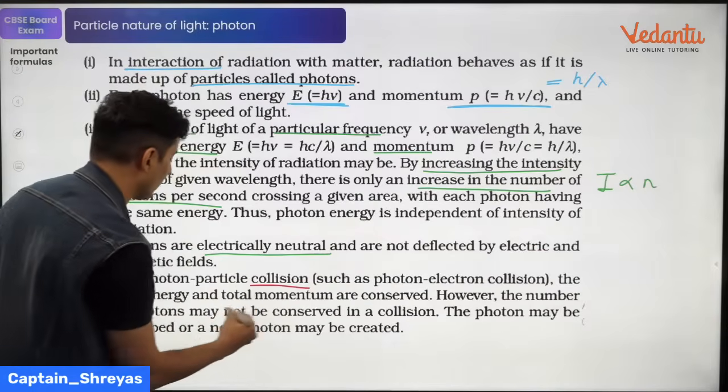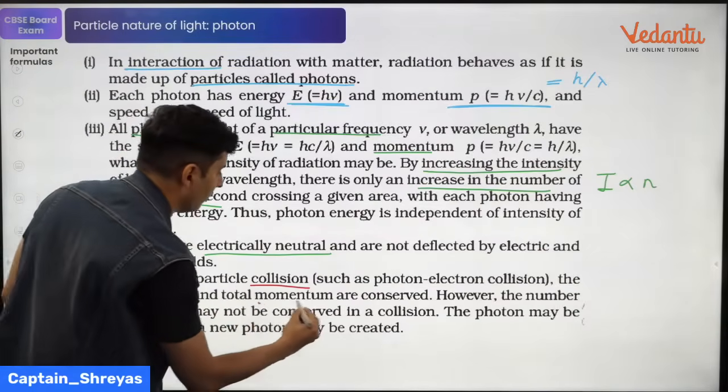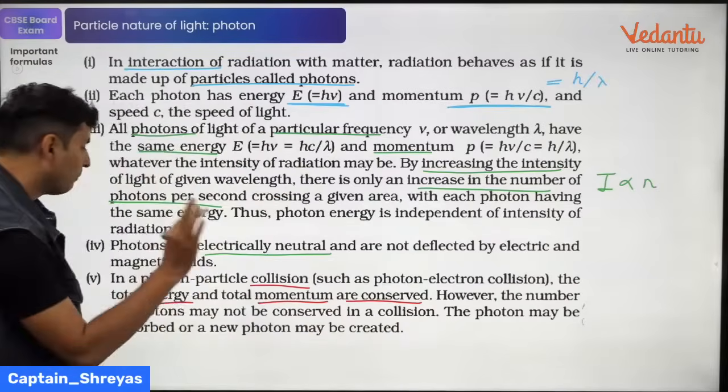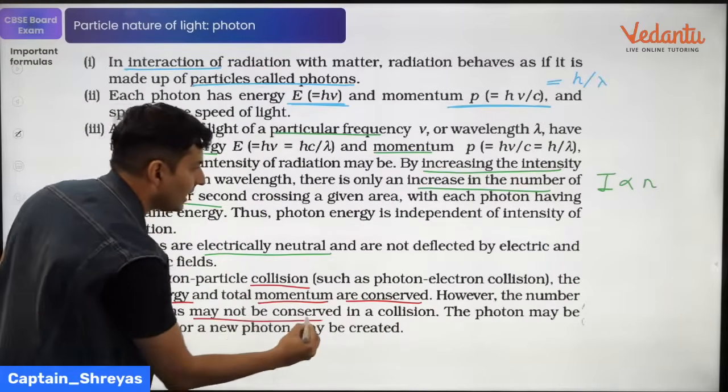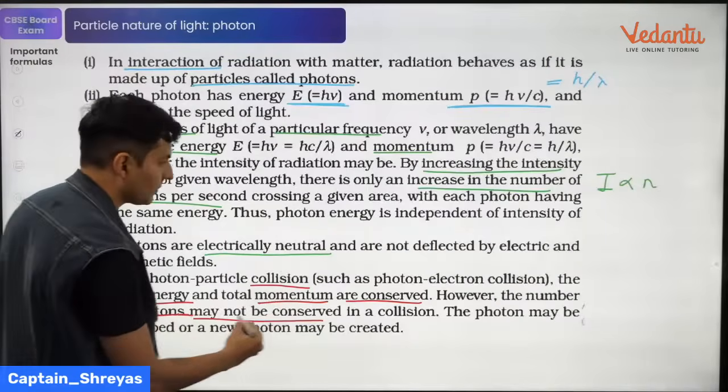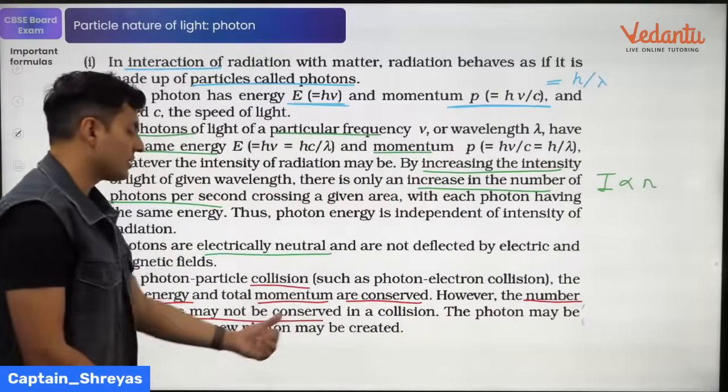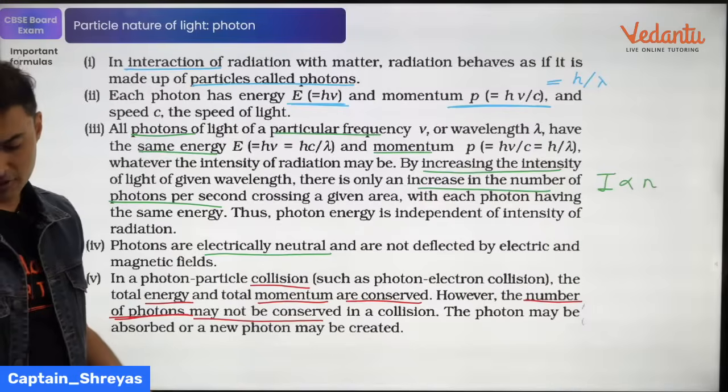Remember, especially in case of collision, it's the energy and the momentum which is conserved. But what is not conserved is basically the number of photons. Okay, keep this in mind.